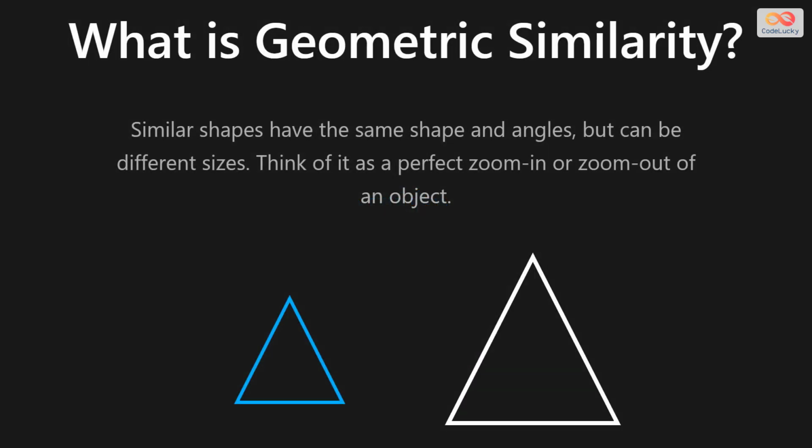First, what does it mean for two shapes to be similar? In simple terms, similar shapes are identical in form, but not necessarily in size. They have the exact same angles. You can think of one as a perfectly scaled up or scaled down version of the other.